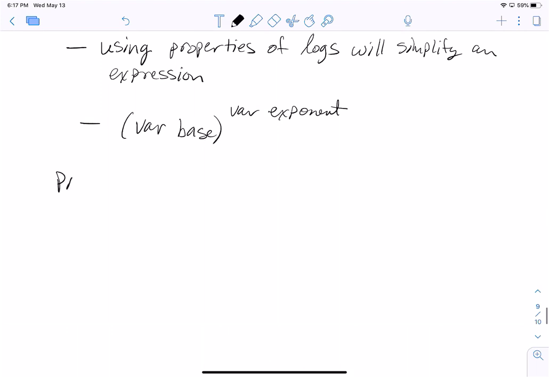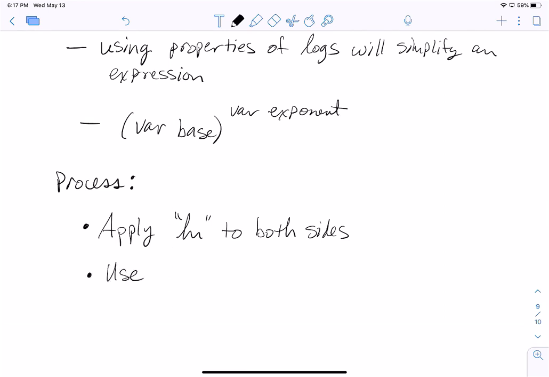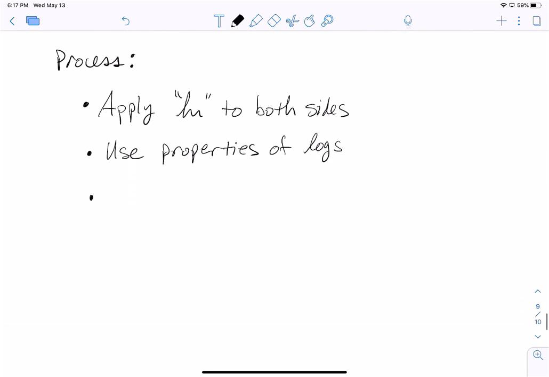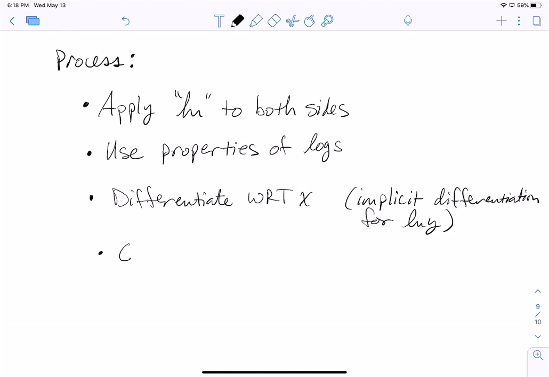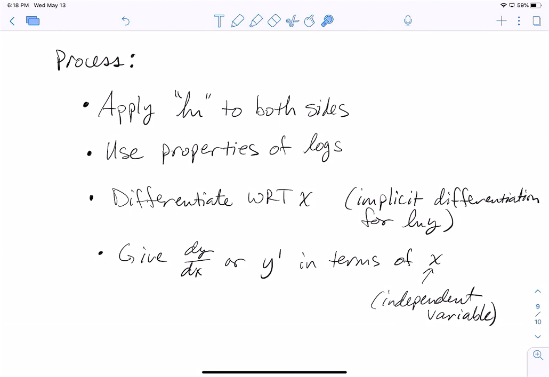The process is what I just said: apply the natural log to both sides, use properties of logs, differentiate with respect to x. Don't forget implicit differentiation for the side with y, and then give either dy/dx or y prime in terms of x, or whatever the independent variable is. But that means don't give an answer that has a y in it. I mean, y prime equals, right? But on the right-hand side, we have to back substitute.